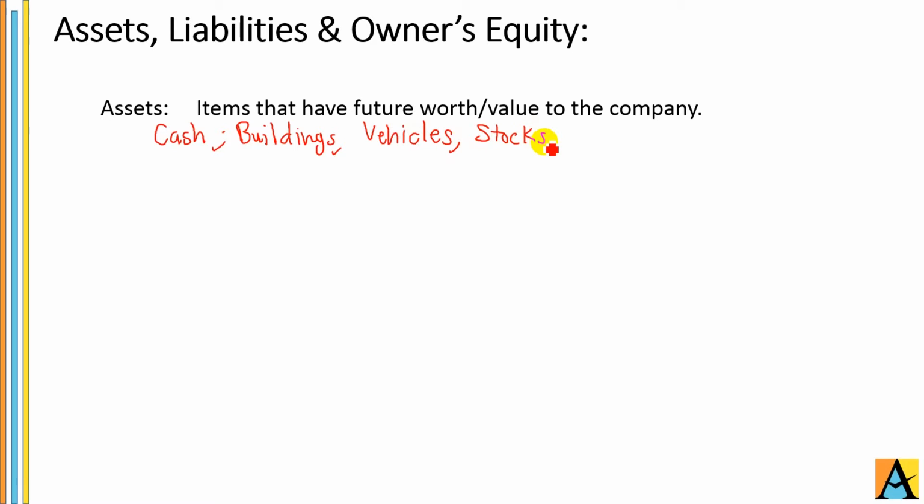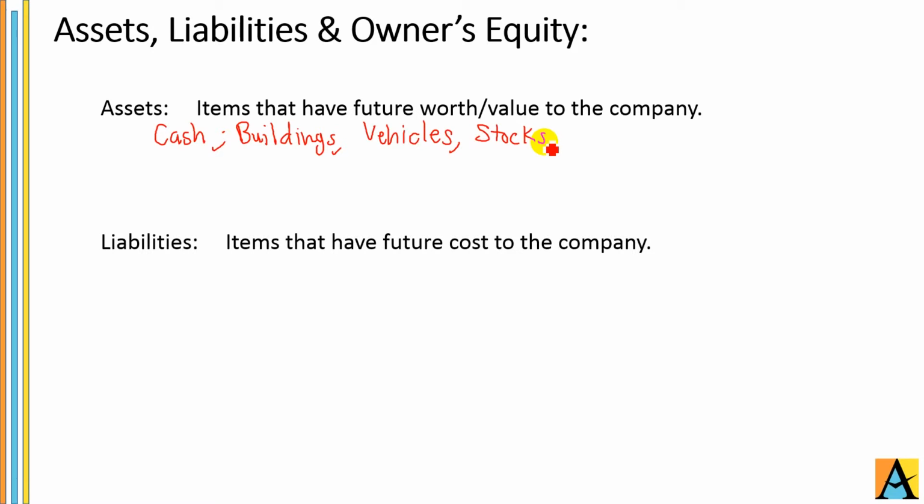But instead of memorizing every type of asset for every type of industry, which could be exhausting and confusing in the beginning, I like to think of it just as whether they have future worth and value. So if you look at an item and you think this will have future worth or value to the company, then it's an asset.